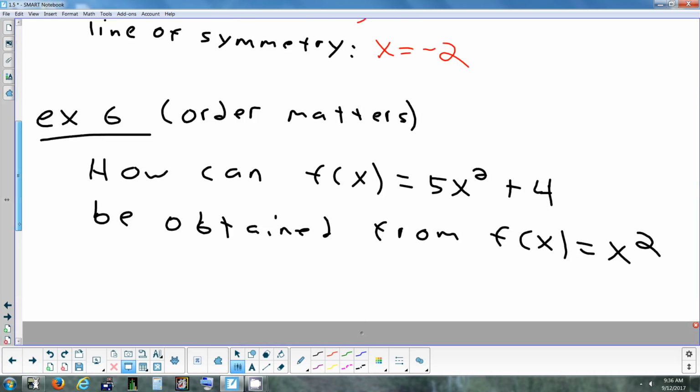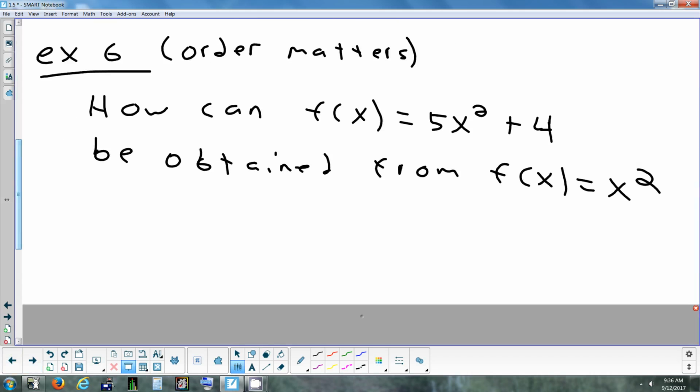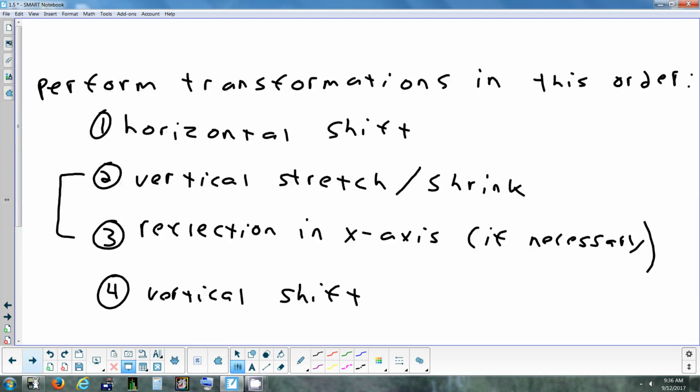All right, let's try this one. How many transformations would it take to turn that into that? Well, Sam? 2, yep, it's going to take 2 transformations. And I'm going to give you a hint at what the order should be, but in a little bit, I'm going to tell you the exact order to always do the transformations in.